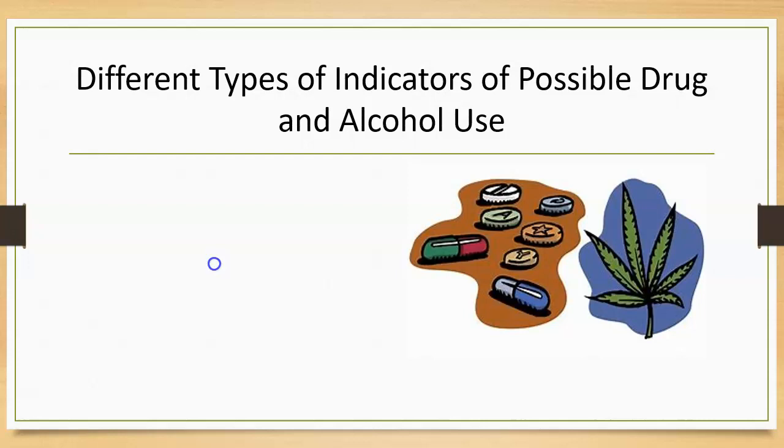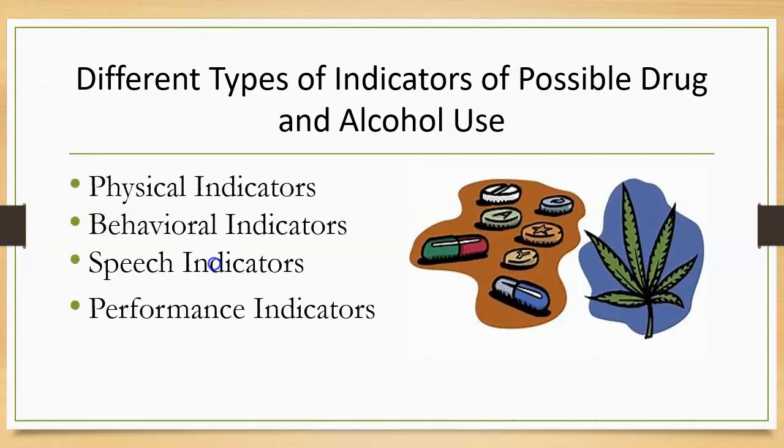There are different types of indicators of possible drug and alcohol use, ranging from physical indicators, behavioral indicators, speech indicators, and performance indicators.